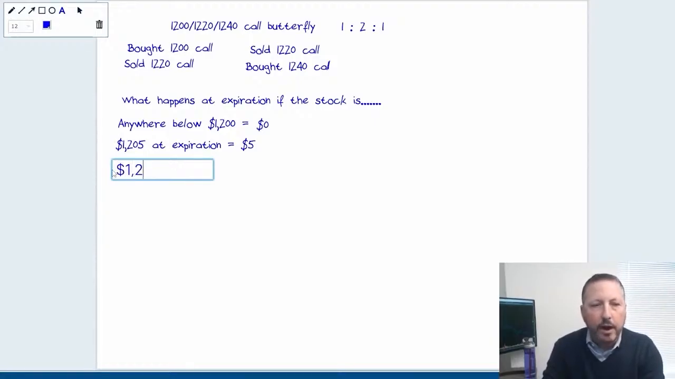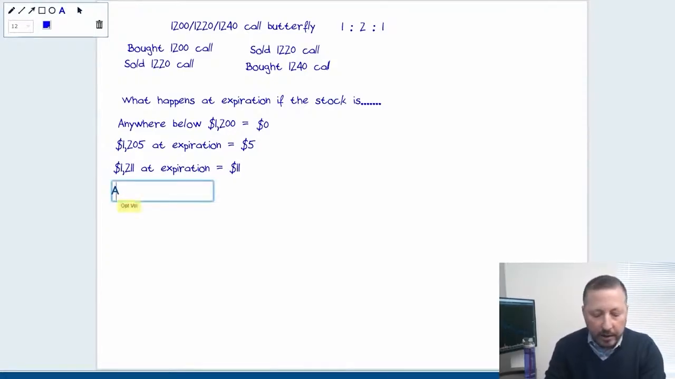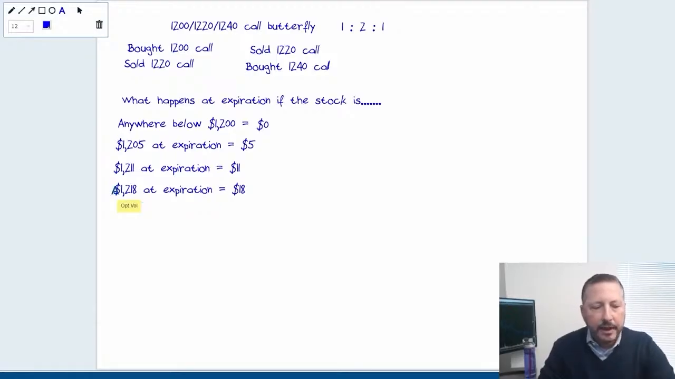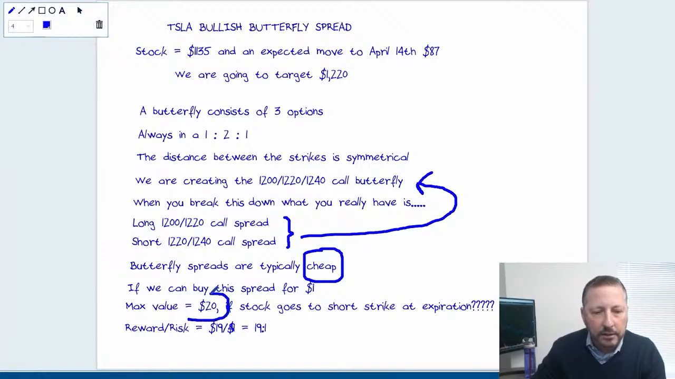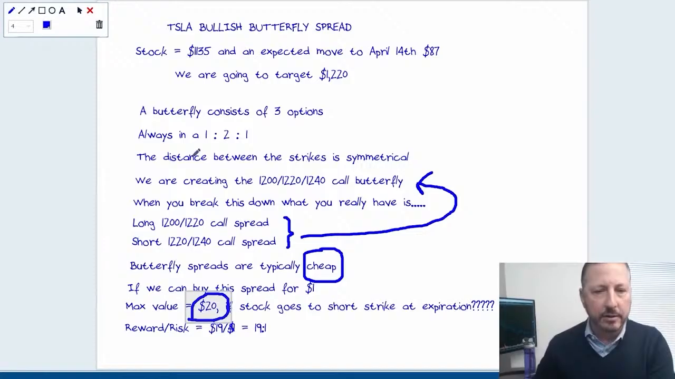Okay, so the math is pretty simple. Let's say we're at 1211 at expiration. The value of this is going to be $11. If we're at 1218 at expiration, the value of this is going to be $18. And then obviously, as we spoke about just a few minutes ago, at 1220, the short strike, the maximum value is going to be $20.